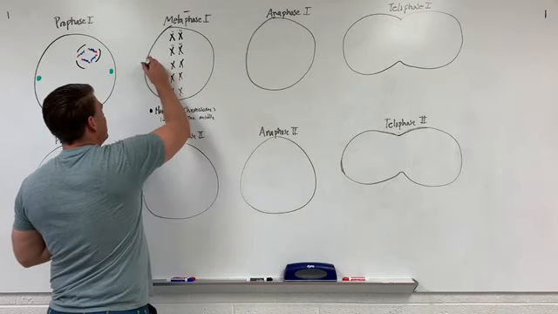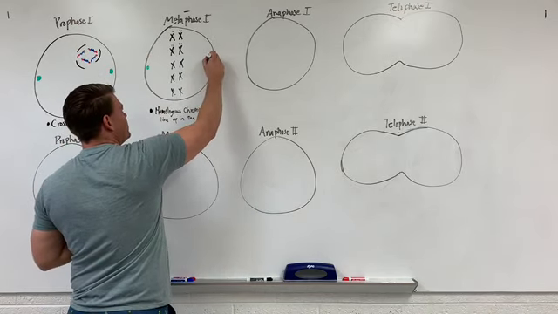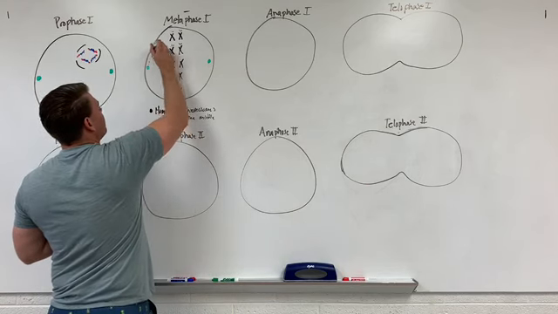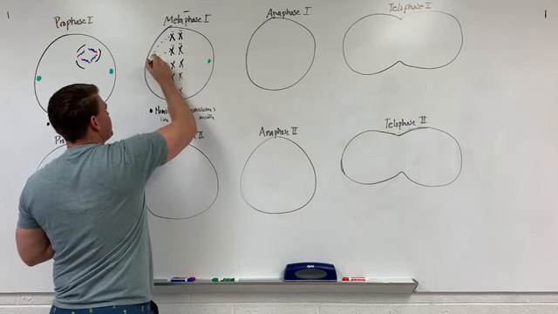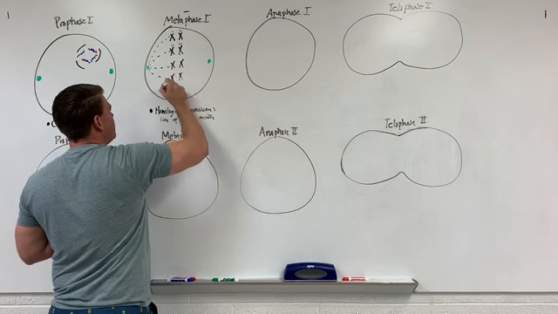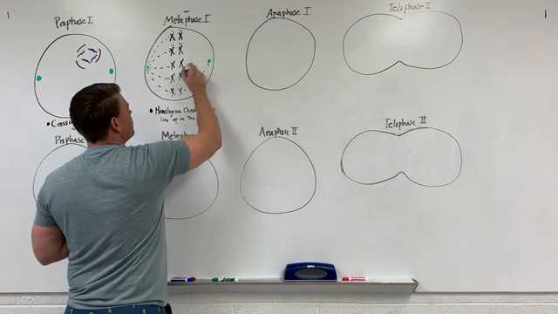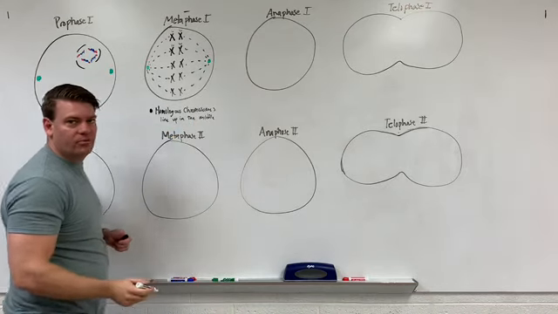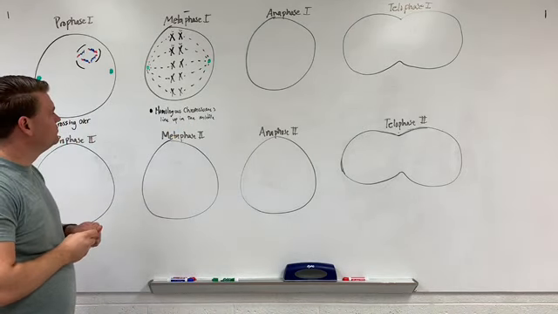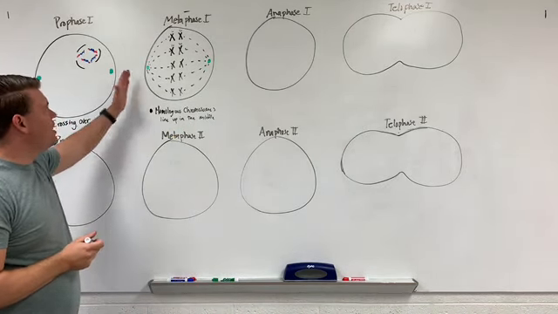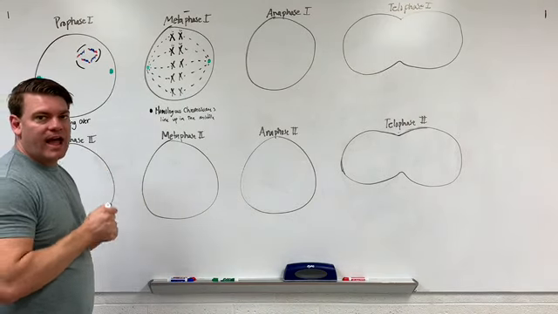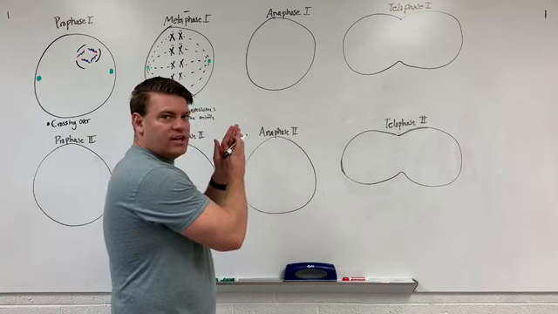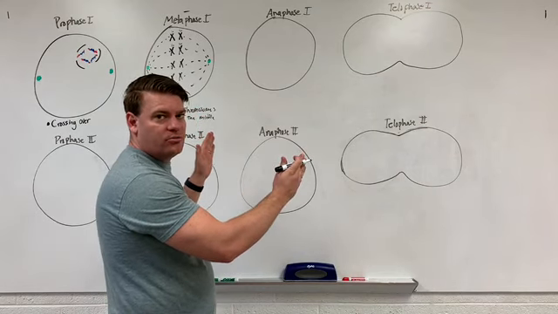And then our centrosomes are going to attach those protein spindles once again, now to our homologous chromosomes. So that's metaphase 1. Anaphase 1, we're going to see that we split our homologous chromosomes from each other.